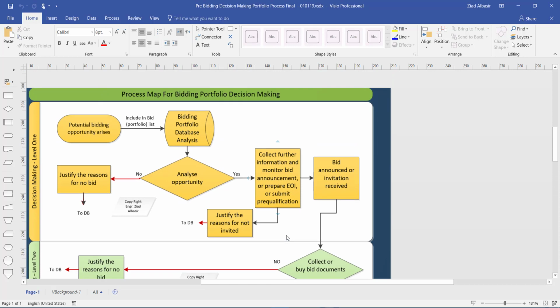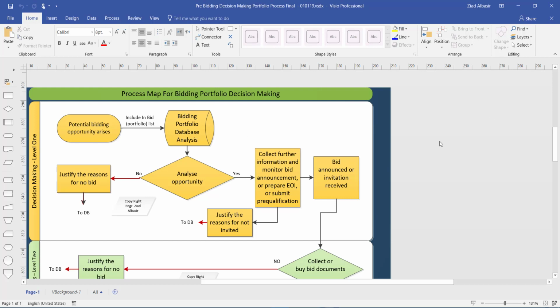This reflects the best practices and what should be done by an organization to have very good, cost-effective bidding portfolio management and decision-making analysis. Why? Because this is work that is free of charge, and if they want to bid as much as they can to win projects, then they have to follow such processes.